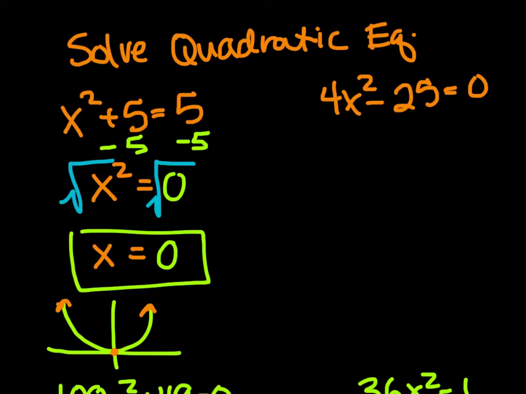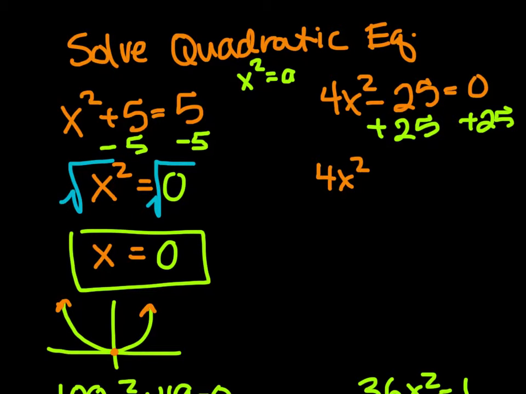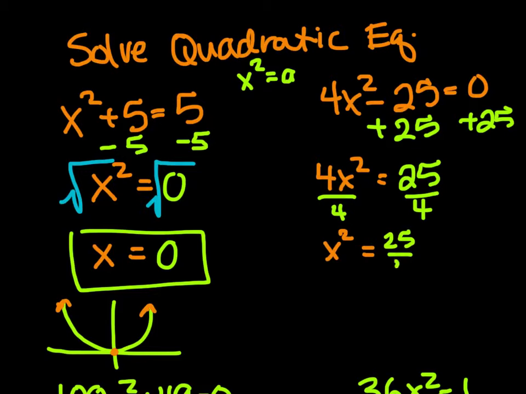So let's get it into that x squared equals a format. We're going to add 25 plus 25, so we end up with 4x squared is equal to 25. After that, we need to divide by 4 on both sides because it's still not in that x squared equals a sort of situation. We want to get all of those numbers to one side. So then we have x squared is equal to 25 over 4.